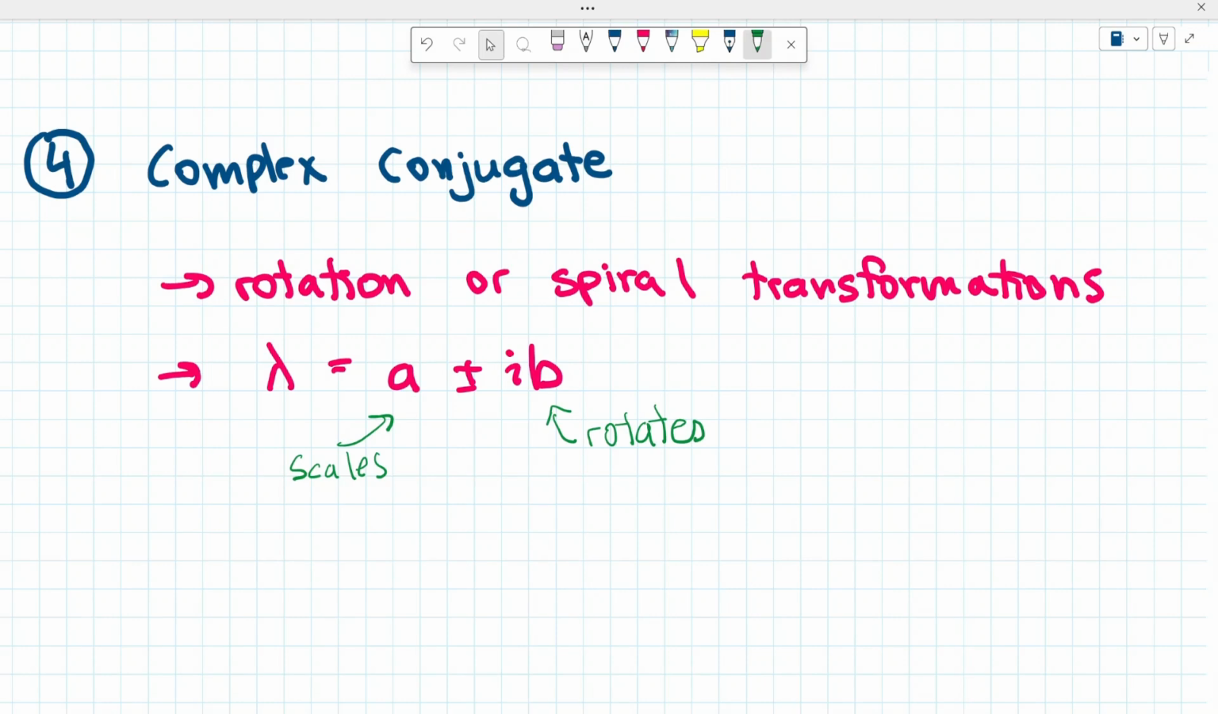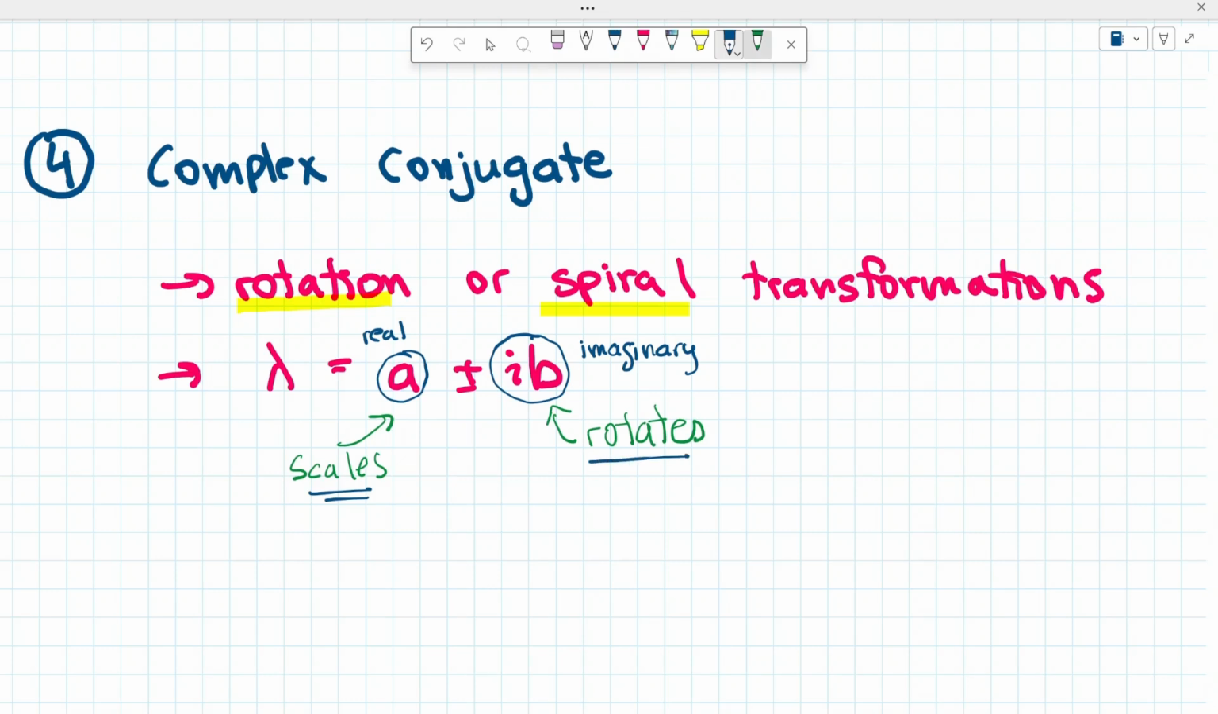So when we get complex conjugates, that means that the transformation is either a rotation or a spiral. So if we look at a complex conjugate, you always have some real part over here, where your A over here is your real part, and then your iB here, this is your imaginary part or your complex part. And what this means is that our real part scales along the principal component, so along the eigenvectors, just like our distinct real roots did previously.